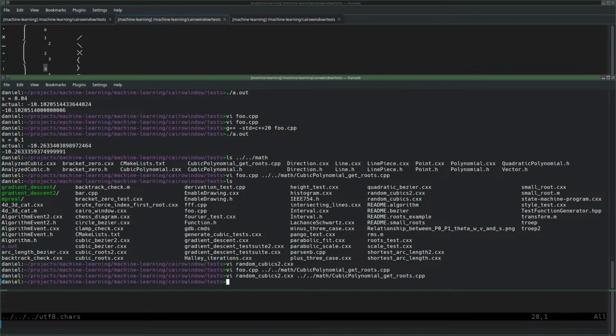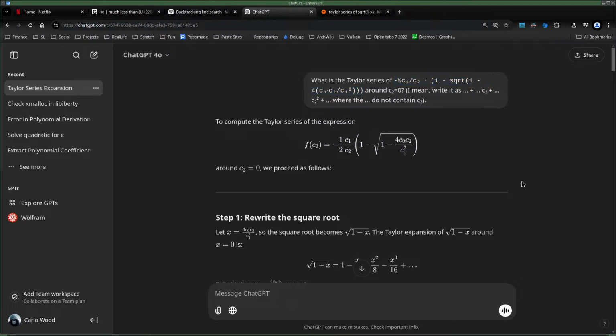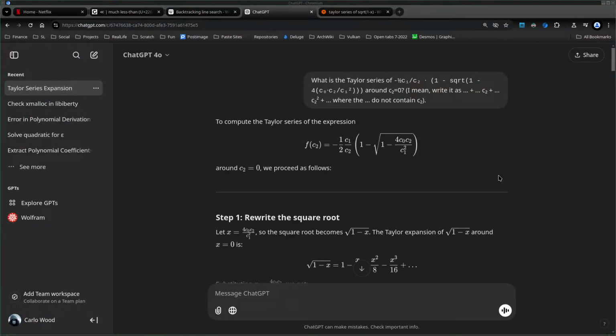Didn't do anything with respect to the new cubic that I wanted to work on really. Where's my Discord?